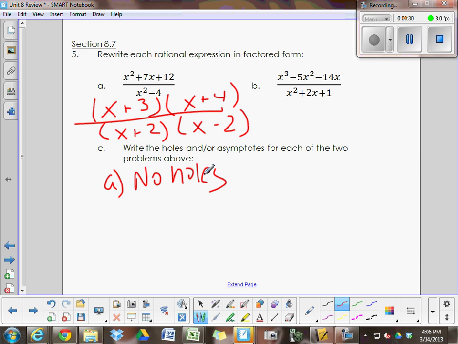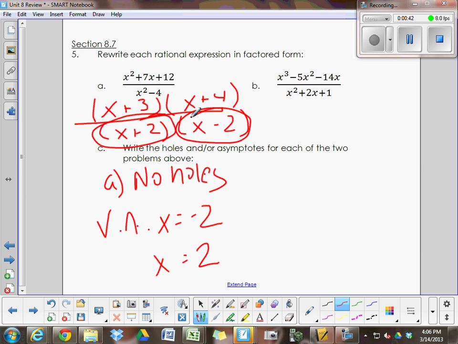But there are certainly vertical asymptotes, one at x equals negative 2 because of this factor on the bottom that doesn't cancel, and one at x equals 2 because of this factor in the bottom that does not cancel.